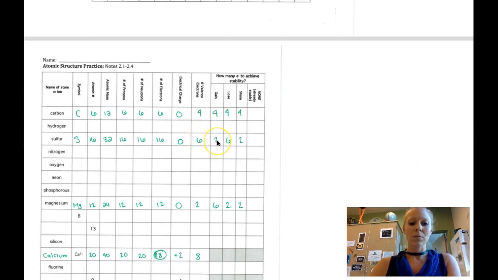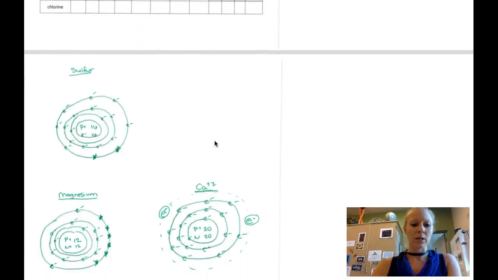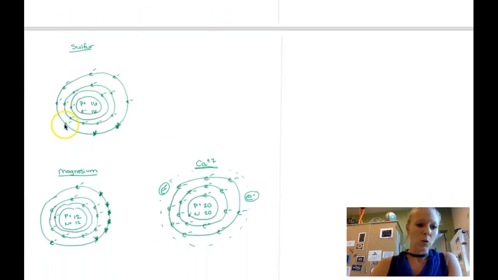Now we're going to look at what it means to gain or lose and share. Since sulfur has 6 valence electrons, let's look at this here. It has 1, 2, 3, 4, 5, 6 valence electrons. In order for it to have a full valence shell, in most cases meaning 8 electrons in its valence shell, it would have to gain 2. So I put these little marks here for 2. So it could either gain 2 or lose 1, 2, 3, 4, 5, 6.